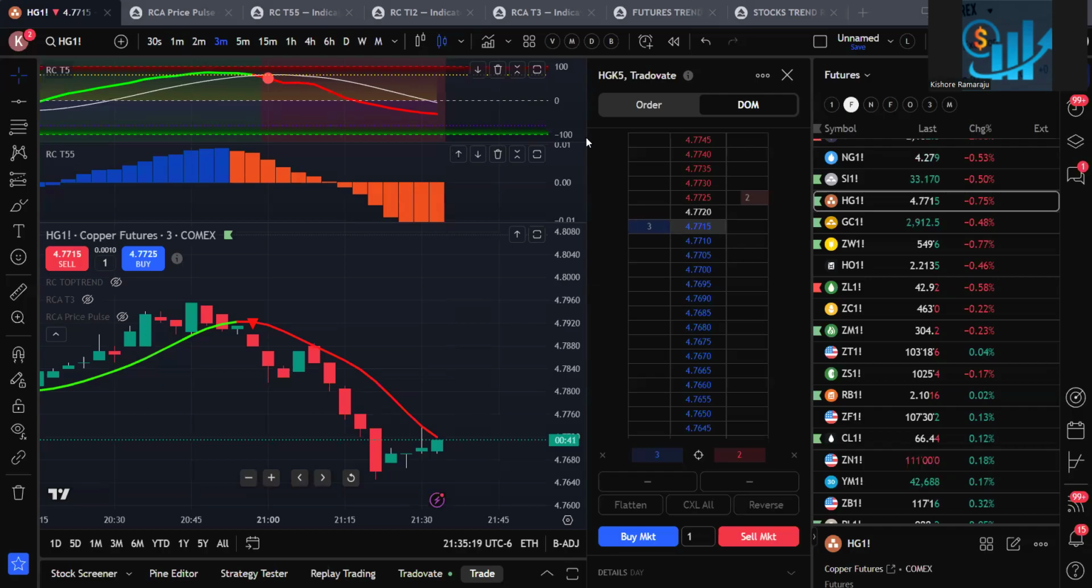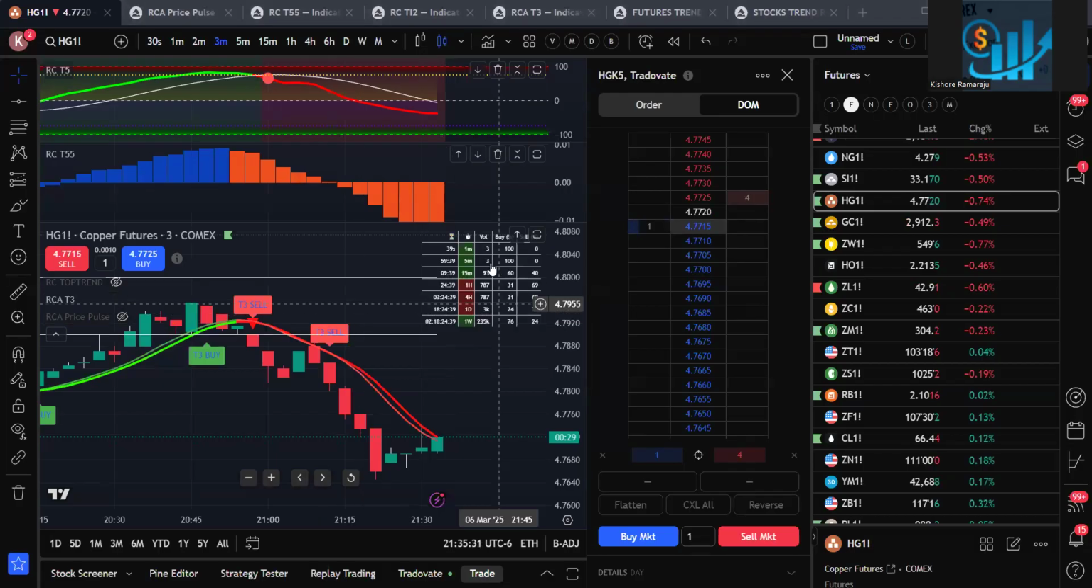VK, you will get any three indicators. You can choose which three indicators you want. We can remove everything else and this shows the volume, right?